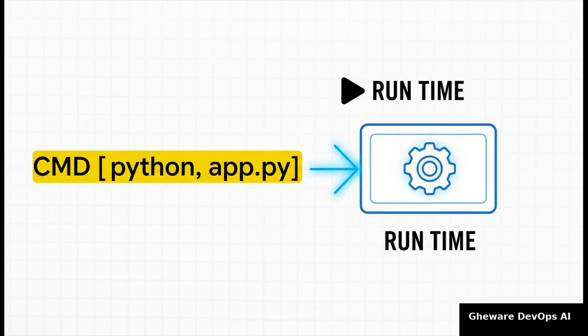It's the default command that kicks everything off. You only get one of these, and it's the main process that keeps your container running. So, remember the house analogy? Run builds the house, but CMD is what happens when you open the front door.